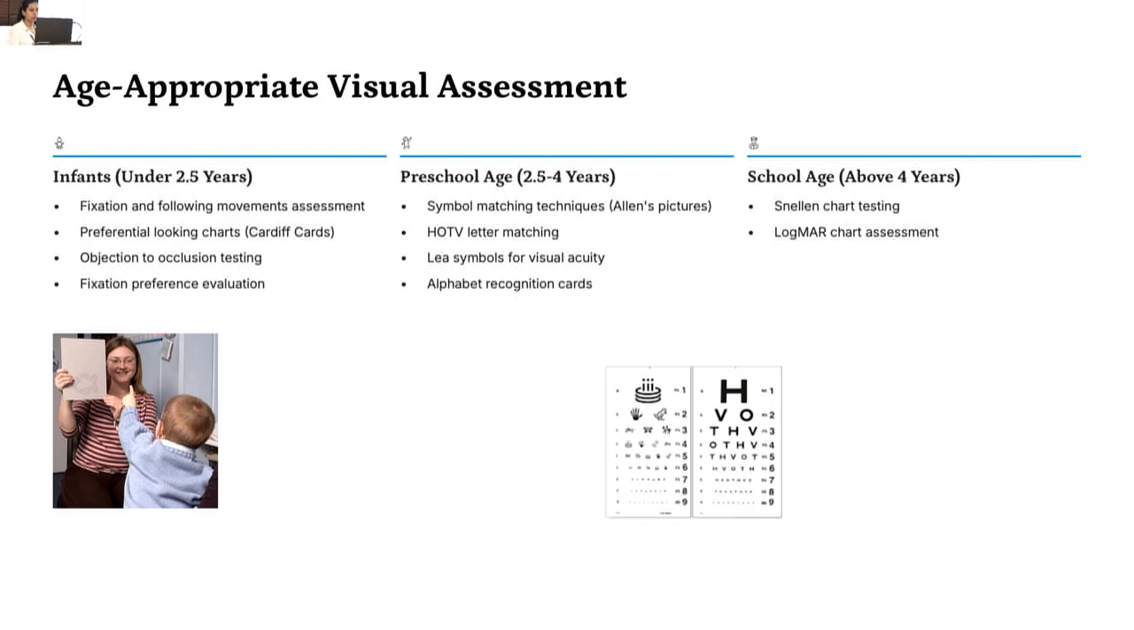But in the case of preschool children, you can take help with Allen's picture chart, HOTV matching letters, Lea symbol charts, or alphabet recognition cards. In school-going children, we can use the adult techniques like Snellen's chart, LogMAR chart, etc.